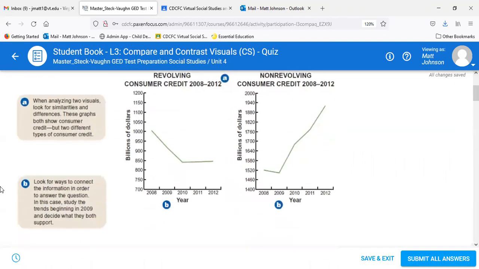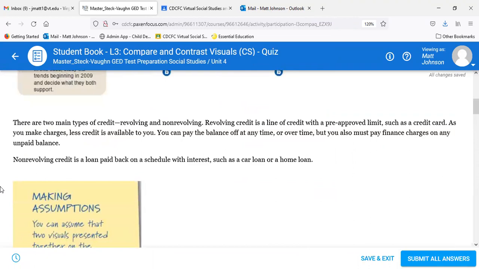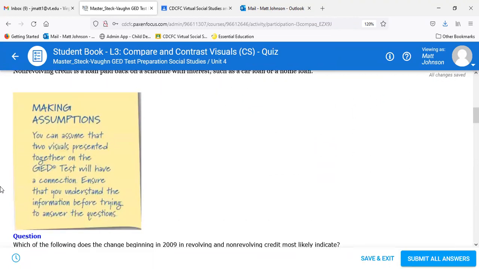Okay, now let's see what it says about assumptions. So you can assume the two visuals presented together on the GED test will have a connection, right? They're not going to have revolving credit and pet adoption or something like that. It's going to be relevant. It's going to make sense. So tests will have a connection.